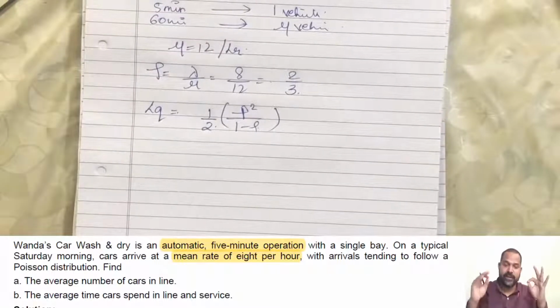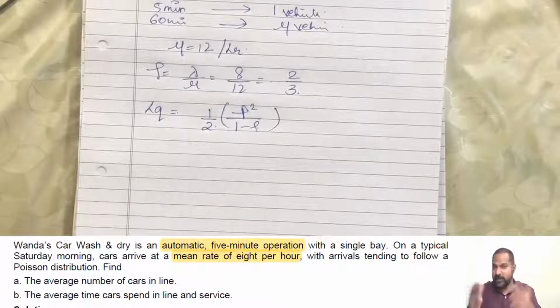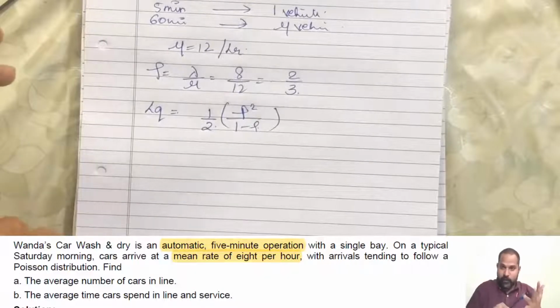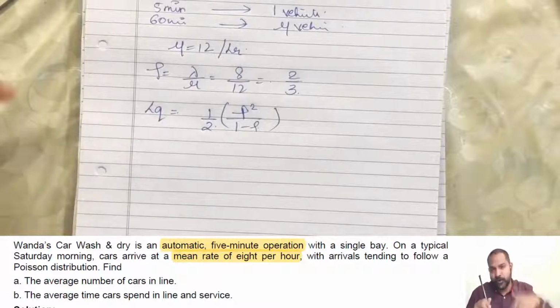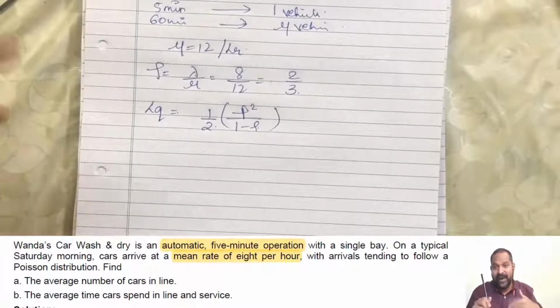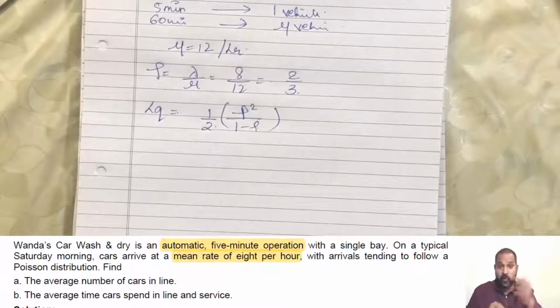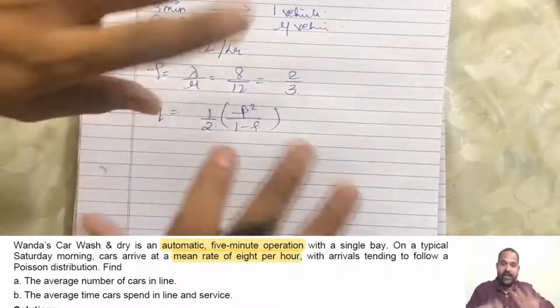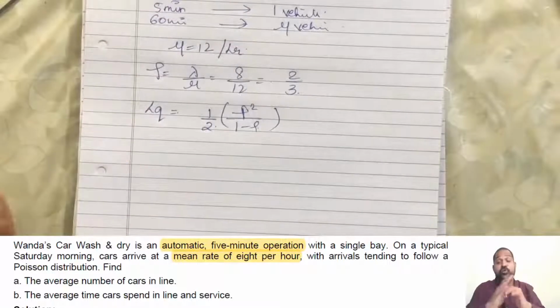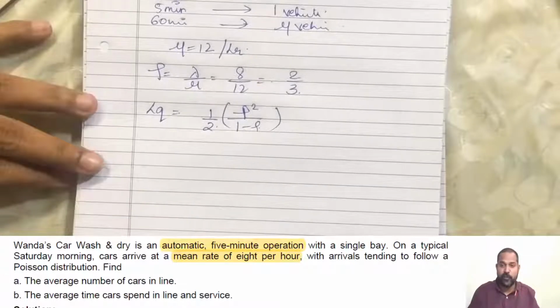Everything else remains the same. Because see, LS depends on LQ. Correct? WS depends on LS, which depends on LQ. And WQ depends on LQ. So once LQ is defined, everything else can automatically change. So you don't have to remember 50 other formulas.